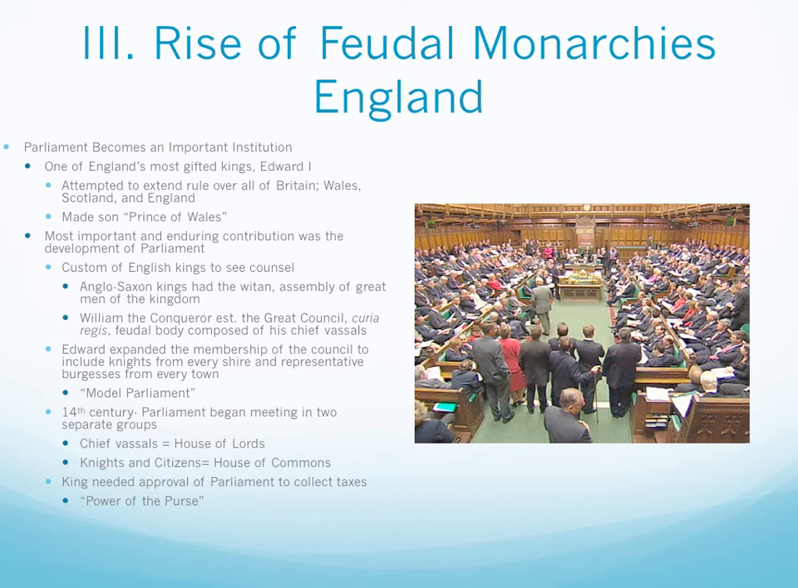Beginning in the 14th century, Parliament begins to meet in two separate groups. So the chief vassals will be the foundation of the House of Lords, and then the knights and the citizens from the different towns would become the House of Commons. And the king needed Parliament's approval to collect taxes, and this is known as the power of the purse. So Parliament can pretty much show its dislike of things or disapproval of things that the king is doing by withholding his ability to collect taxes. And so they have that control because they have the control over the king's money.